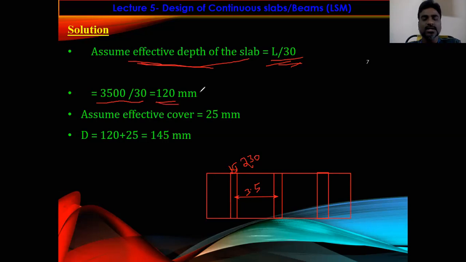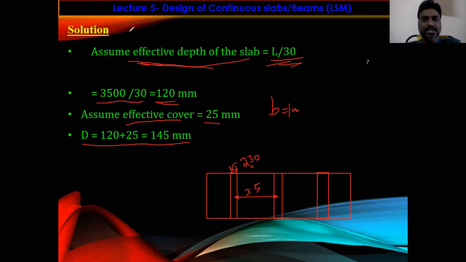So I got it as 120 mm, and again I'm assuming the effective cover directly instead of assuming the clear cover and diameter of the bar. So directly based upon the codal provisions, I'm assuming that 25 is the effective cover. Therefore, the overall depth of the slab is 145 mm, right? So now the dimensions of the slab are finalized, and the width of the slab, that means B, is equal to 1 meter, considering 1 meter width of the slab in the other direction, right?